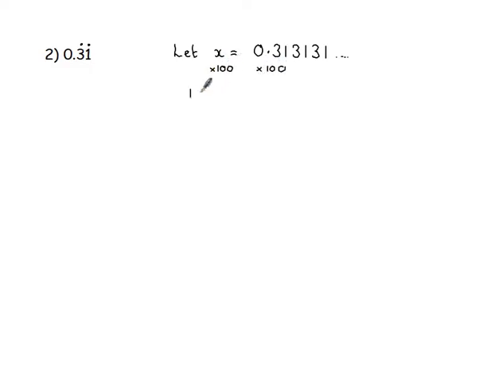So it's going to give us 100x. Remember, you've got to do both sides of the equation. And this time, times it by 100 is going to give us 31.3131, etc. Okay, now we want to subtract the 2. Always the bigger one on the top.